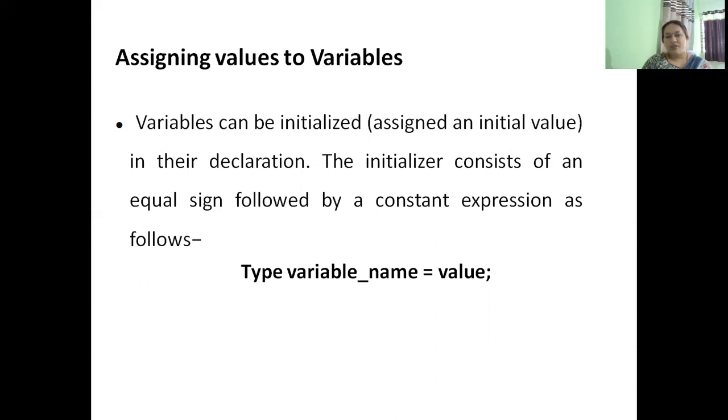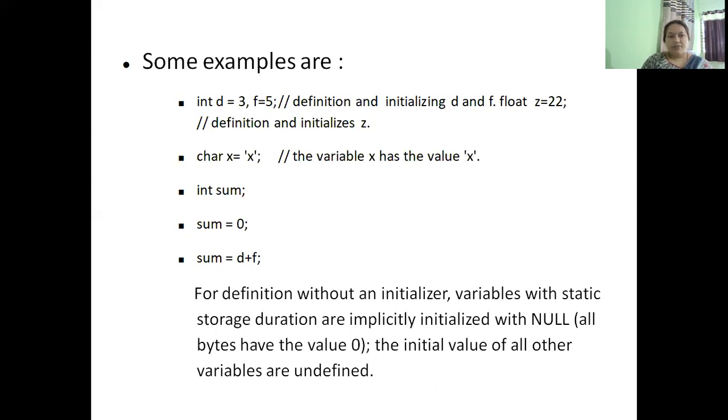Variable name is the name chosen for the data item by the user, and equal to is the assignment operator which is used to assign values to the variable. The value in the syntax can be any constant value or an expression, any type of expression which finally evaluates to a constant value. Now let's see some examples of initialization of variables.